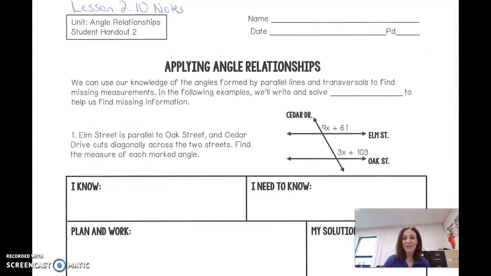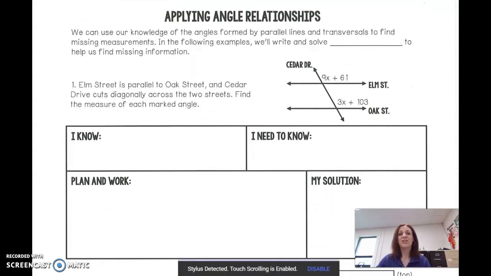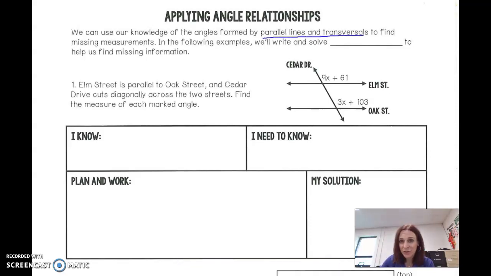Lesson 10 in Module 2 is on applying the angle relationships. In our last lesson, we were talking about our angle relationships: vertical angles, corresponding angles, alternate interior angles, alternate exterior angles, supplementary angles, right? Straight angles. Now we're going to use them to solve for some missing angles. We can use our knowledge of the angles formed by parallel lines and transversals.